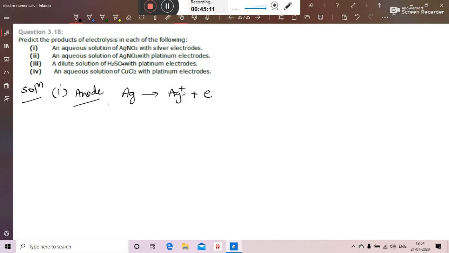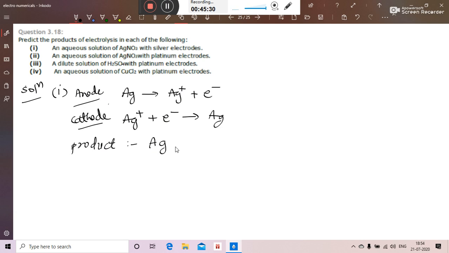and at cathode, the silver ion of silver nitrate solution will reach at cathode and will accept the electron of anode to form silver. So that means here only one product is obtained at cathode, and that is silver.